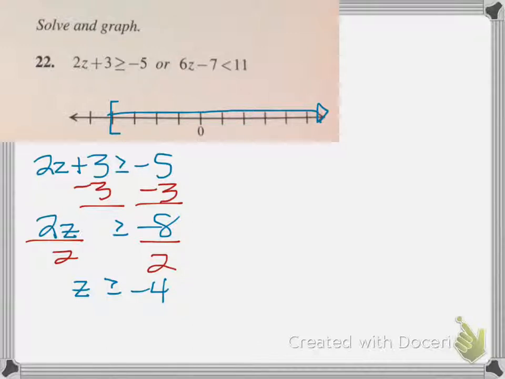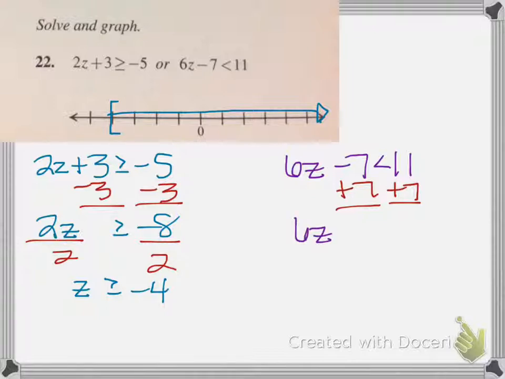Okay, so now let's look at the other one. 6z minus 7 less than 11. Add 7 to both sides. 6z less than 18. Divide by 6. Z is less than 3. So less than 3, let's see here, 1, 2, 3.